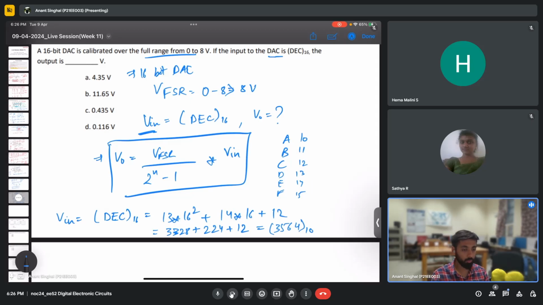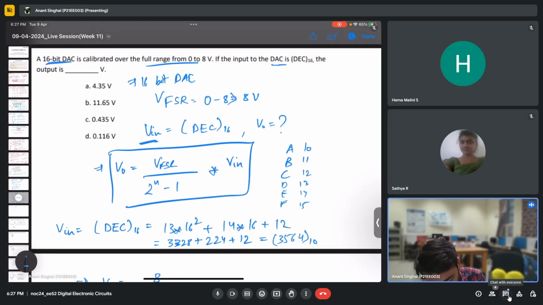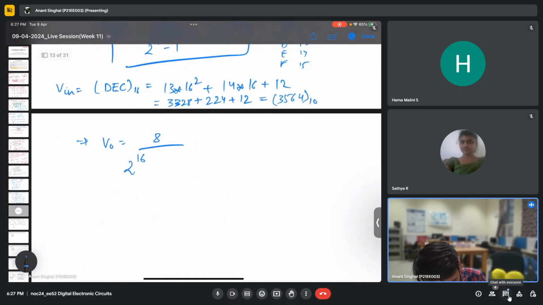Can someone confirm if they are also getting the same? So this will be in decimal. Yeah. So it is 3564. So the final output will be calculated by VFSR, which is given as 8 volts. Then we have 2 raised power n. So this is a 16-bit DAC. So we need to write 2 raised power 16 minus 1 times V in.